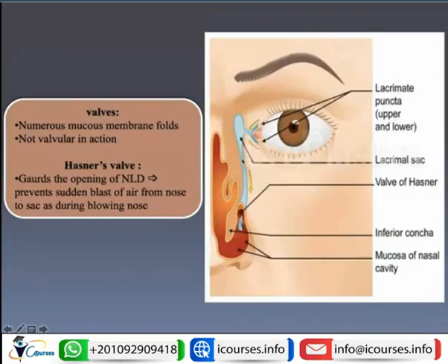The nasolacrimal duct itself has numerous valves, but they are not valvular in action. This was asked in an MCQ before. So there are several valves throughout the course of the nasolacrimal duct, but they are not valvular in action. The only valve that is valvular in action is the valve that guards the end of the nasolacrimal duct, which is called the valve of Hasner. This valve prevents the sudden gush of air during blowing the nose. This is the function of the valve of Hasner.